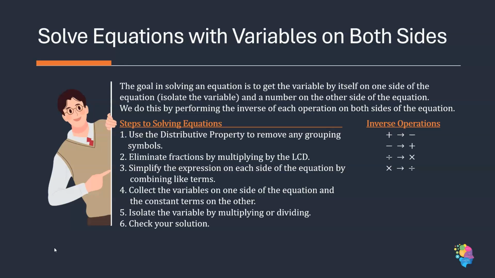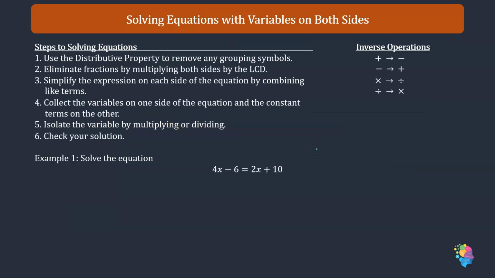So let's try example 1. Example 1, they're asking us to solve the equation 4x minus 6 is equal to 2x plus 10. Notice how this time we have x's on both sides of the equation. But we still have to follow the steps for solving equations. There is no distributive property, no grouping symbols anywhere, no fractions to take care of.